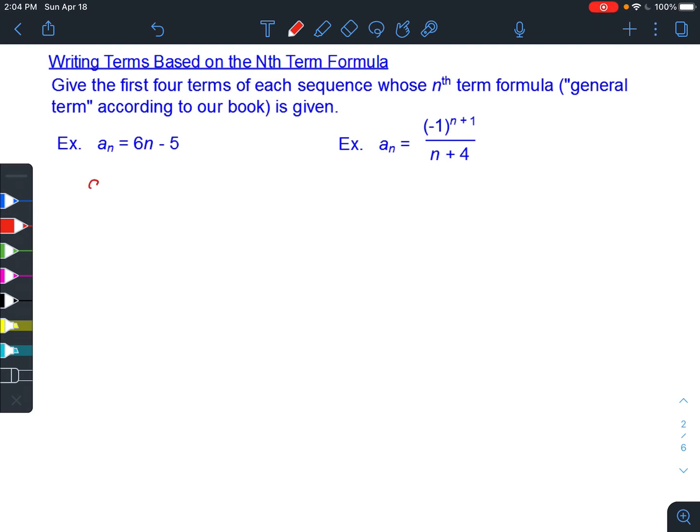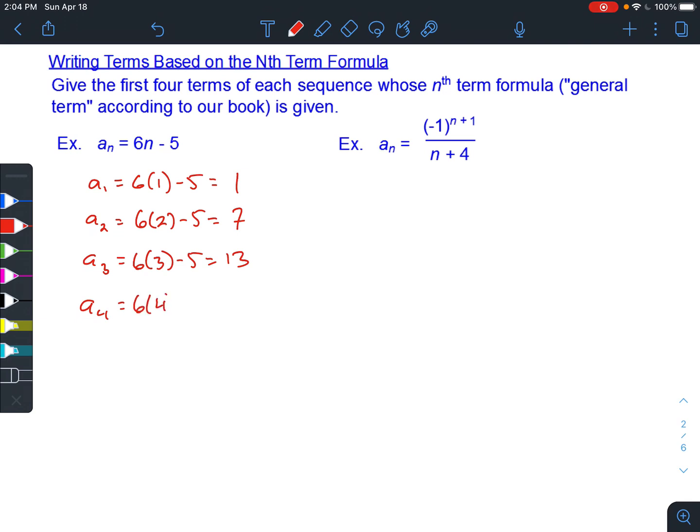Basically, what that means is a sub 1 equals 6 times 1 minus 5. Of course, 6 times 1 is 6, minus 5 gives us a 1. This is something we're going to be able to work out pretty quickly. a sub 2 equals 6 times 2 minus 5. 6 times 2 is 12, minus 5 gets us a 7. a sub 3, 6 times 3, which is 18, minus 5 lands us at 13. And then the fourth one, a sub 4, 6 times 4 is 24, minus 5 lands us at 19. So our final list is 1, 7, 13, 19.